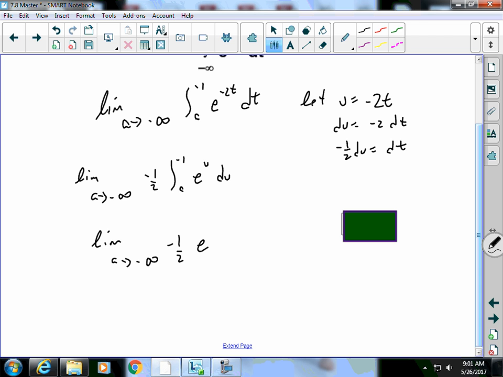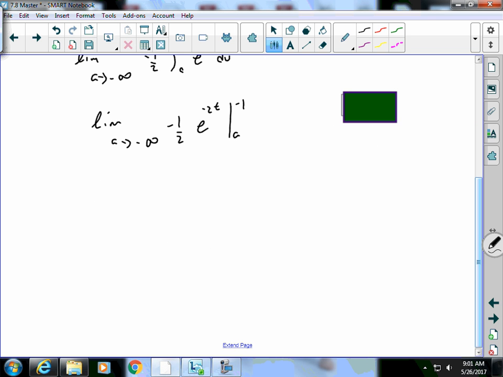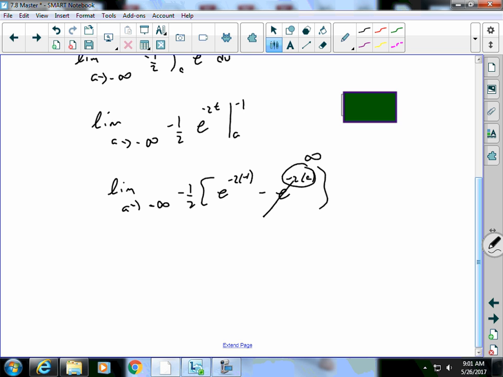Instead of e to the u, I'm just going to write it back with my t's from a to negative 1. And then I'm going to say it's the limit. I'm going to do my substitution. E to the minus 2 times negative 1 minus e to the minus 2 times a. Well, a is going to negative infinity, so I have a negative 2 times that. That's going to go to a positive infinity, right? This whole thing here is going to turn out to be a positive infinity, so this whole thing is going to infinity. It doesn't matter what this part's going to.